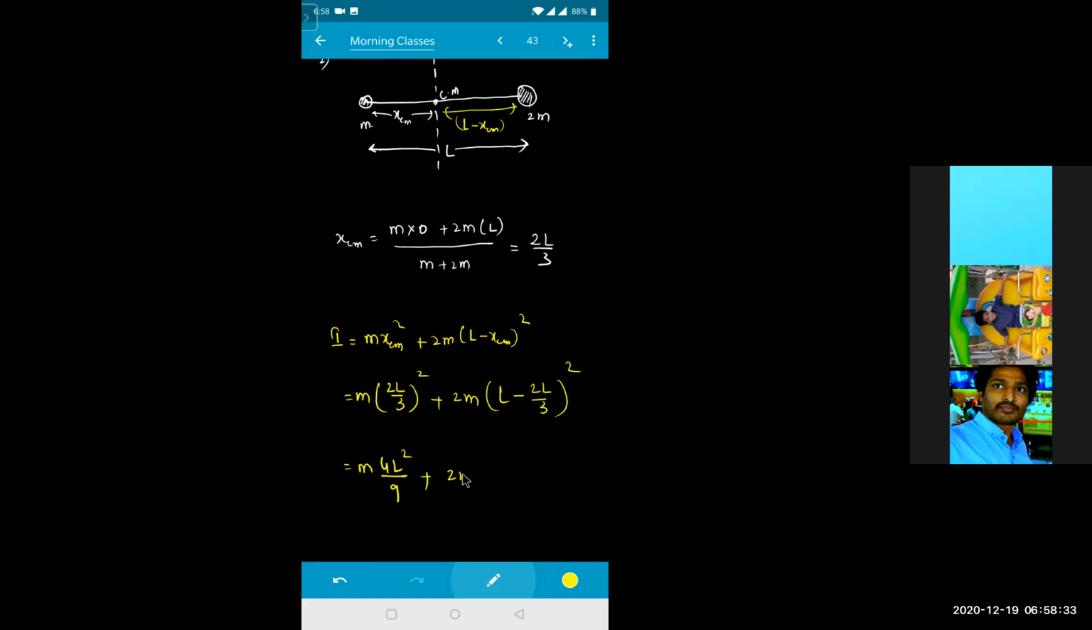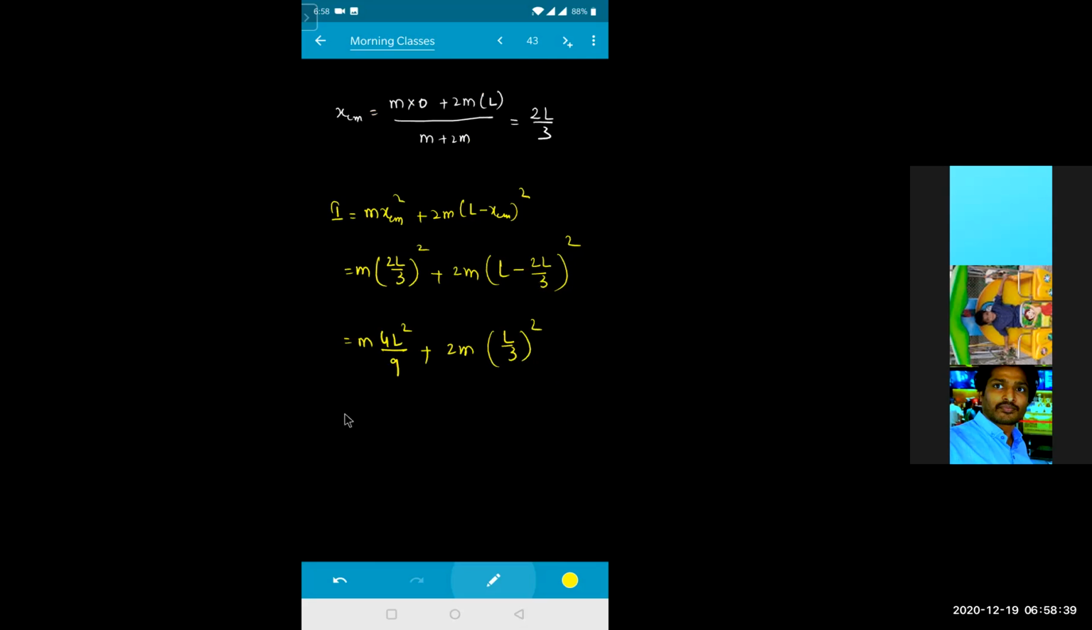So this one is your 2m into L by 3 whole square, isn't it? L square by 9. I'll simplify: this one is 4 into m into L square divided by 9, plus this one is 2m into L square divided by 9. L by 3 whole square is nothing but L square by 9.